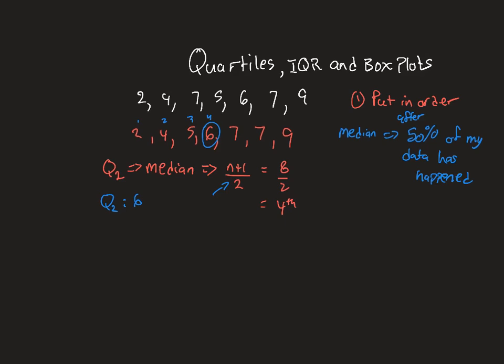So, my Q1 would be after 25% of the data. In which case, the formula would be n plus 1, they all have n plus 1 in it, divided by 4. So in this case, it would be 8 divided by 4, which is the second position. Second position is the 4. So Q1 is 4.